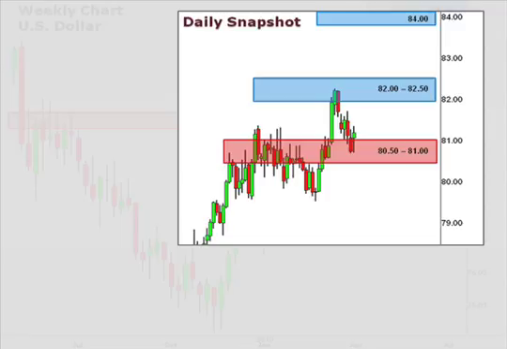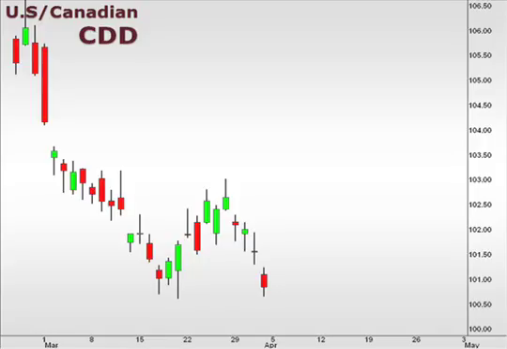Now, a quick look at a daily snapshot of the index reflects the important role that the 80.5-81 focal zone plays as support. If this level holds, an extended move higher should test 84.